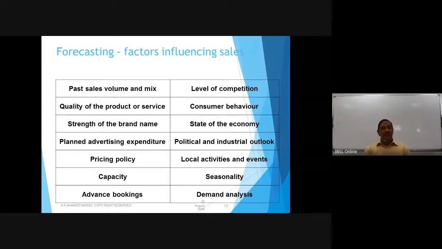This is another important factor: to what extent the expenditure will pay back or improve the sales. What is the advertisement pattern?